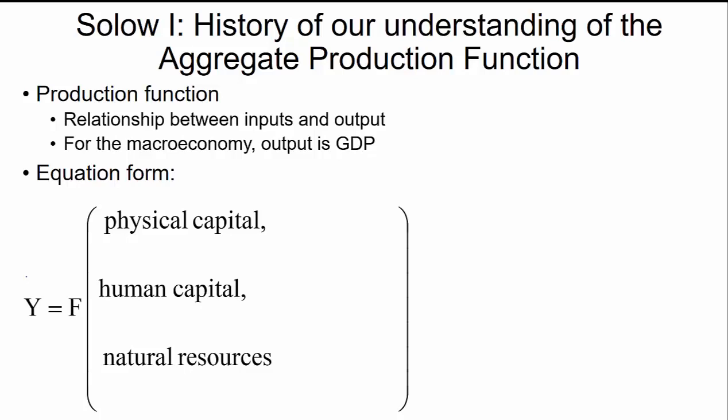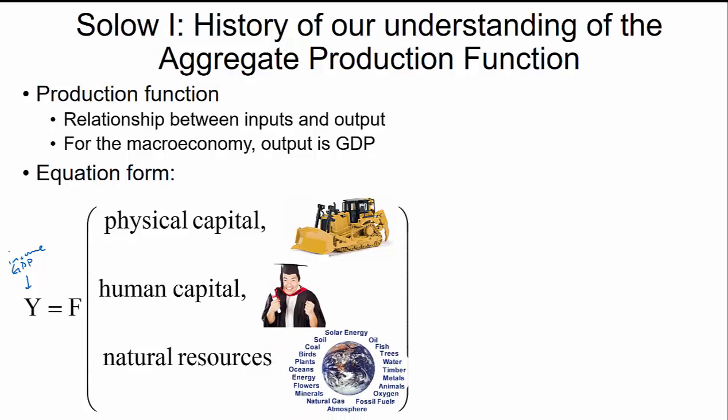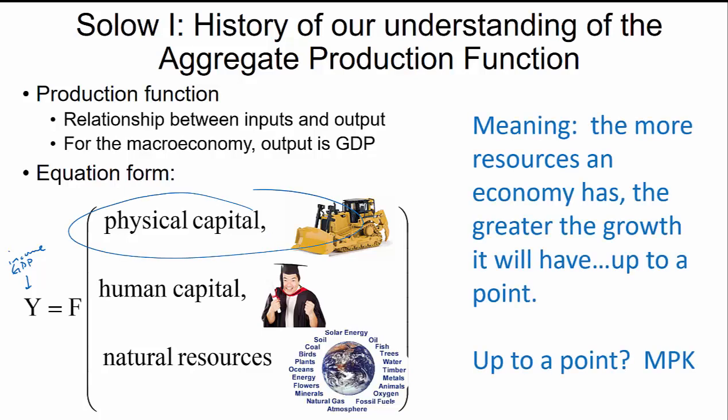Now, the letter Y stands for income, which is GDP. The letter F is just function, so this is saying income, or our GDP, is a function of our physical capital, our human capital, and our natural resources. That's the original Solow model, and the most important of these factors being physical capital. So the more resources an economy has, the greater the growth it will have, up to a point. So we're going to talk about this marginal product of capital term. You could also apply it to labor. You can apply it to other resources as well.